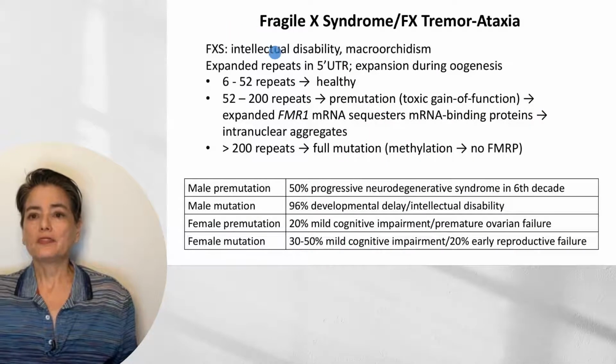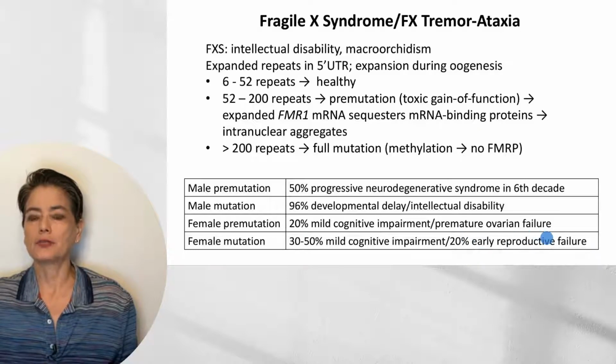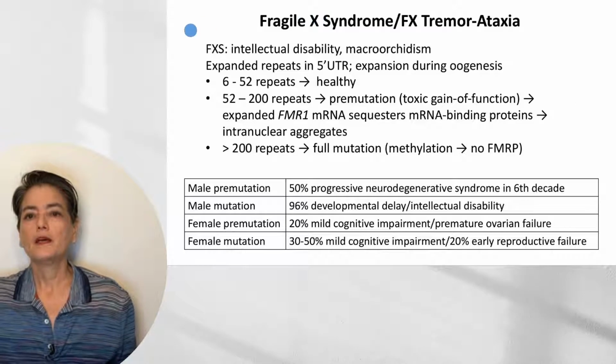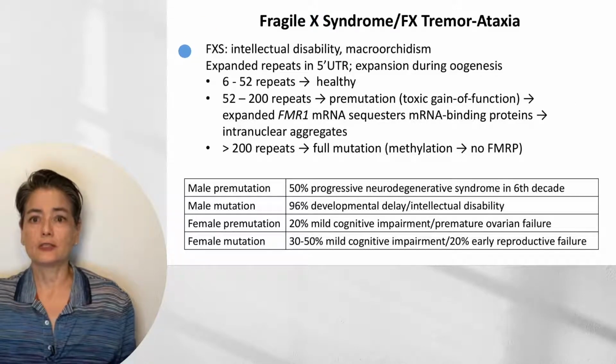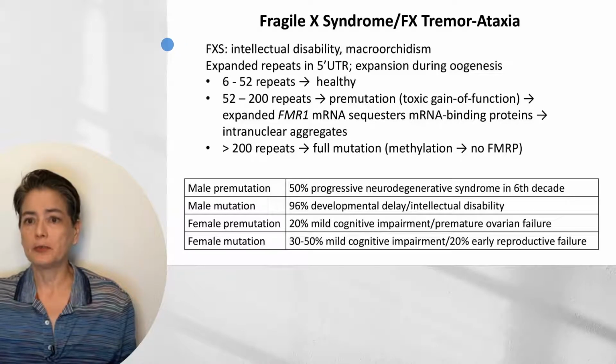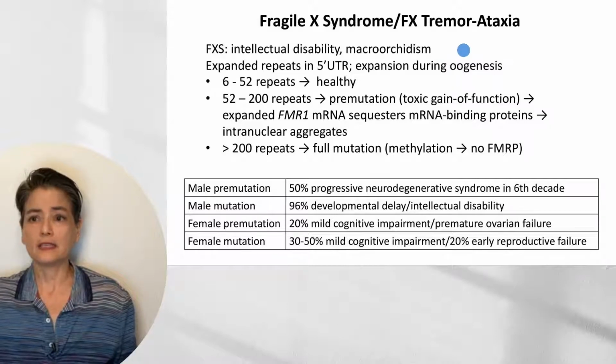Okay, so this is Fragile X syndrome, also known as Fragile X Tremor-Ataxia, and then also Fragile X premature ovarian failure. So 3 separate syndromes. So we first learned about Fragile X syndrome, which is characterized by intellectual disability and macroorchidism, which is manifested as larger testes, because as an X-linked disease, these manifestations were seen in boys.